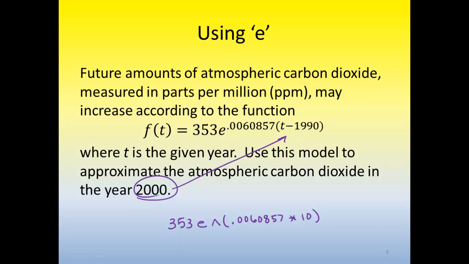and then we will find the amount of atmospheric carbon dioxide in the year 2000. So we have f of 2000 equals approximately 375.15 parts per million. And that is our answer.